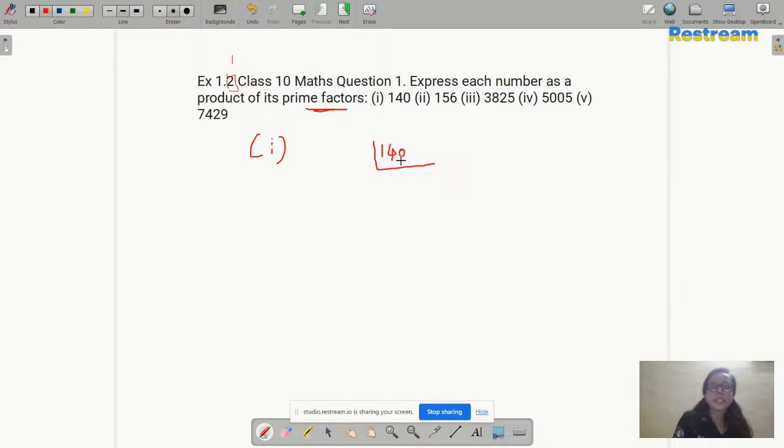So the ending number is 0 here. Right? The ending number is 0. You can see that units place we are given 0. Now what will be the divisible number?